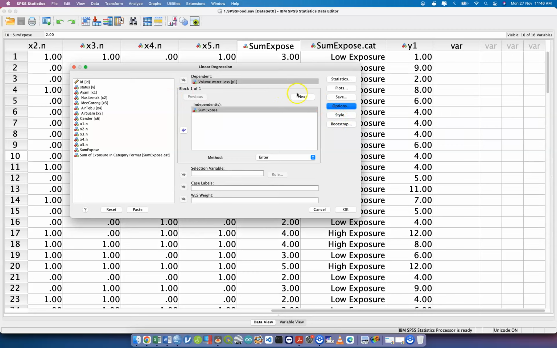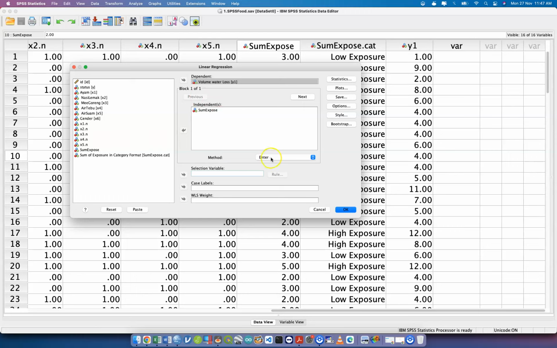Quite useful. Alright, next is the block. You can see that we have a number of options. You can click next, you can click previous. So next and previous enable you to put in layers: step number one, then step number two, include the sum of exposed and nasi lemak, and then number three, the sum of exposed with nasi lemak, nasi ayam and mee goreng. You can put it as a layer, a group, or a team. All of that is possible using SPSS.